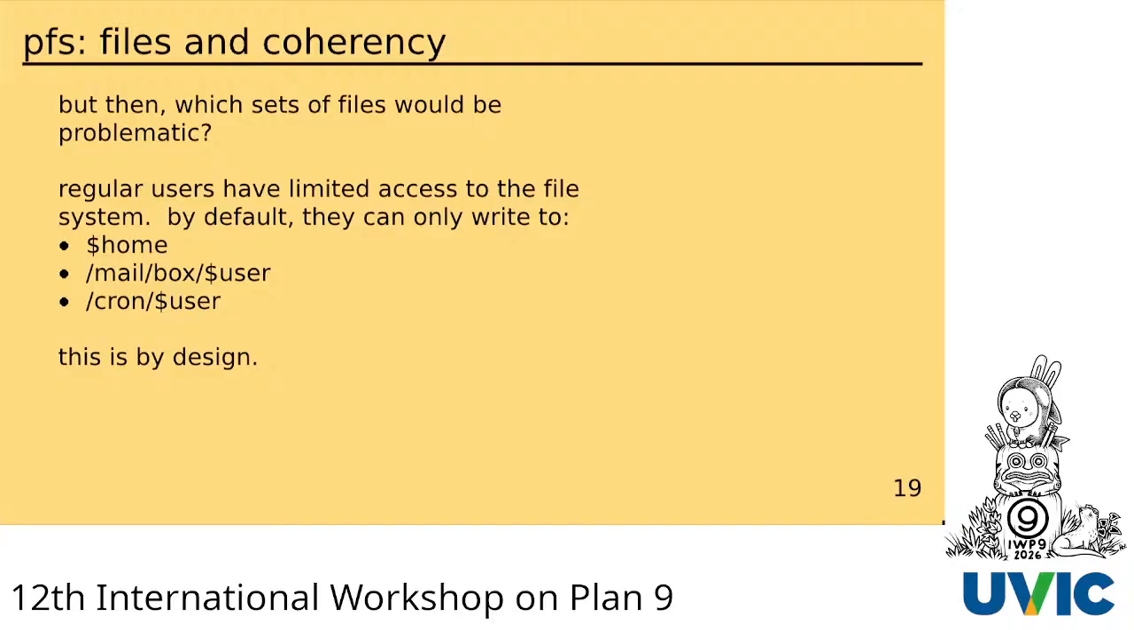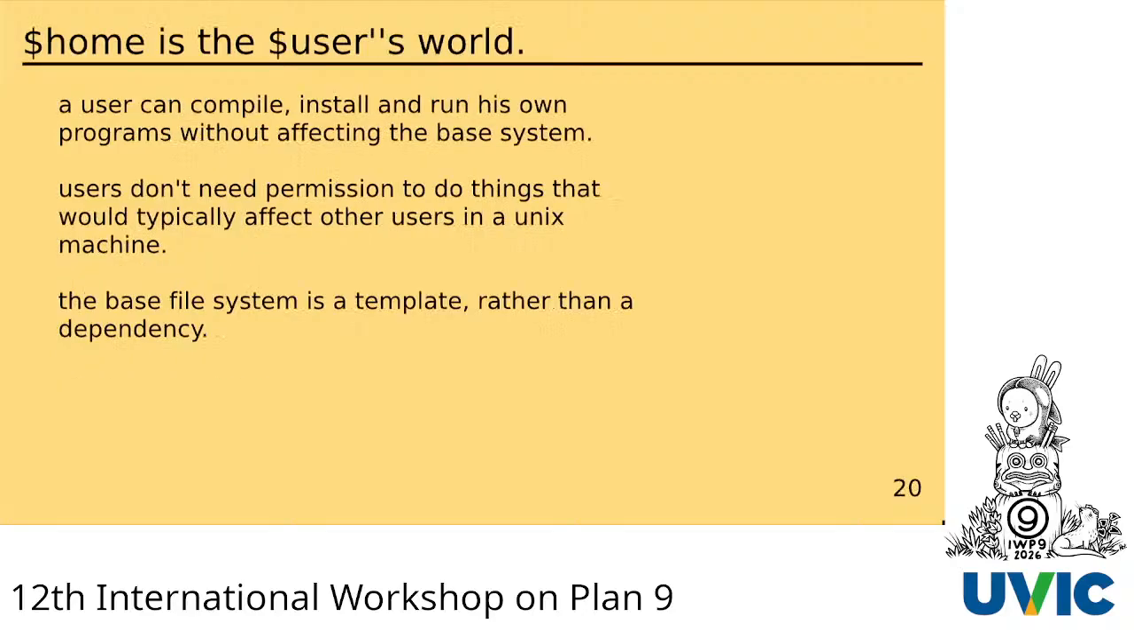He cannot perform changes on other places that are important to the system, because the idea is that it is assumed that the user can create his own namespace with his own programs. He doesn't need to ask for permission to install something. He can just download it, compile it, and run it without asking the administrator for anything. And he doesn't affect the other users. That's what Plan 9 was built for. That's essentially what the slide talks about. So the base file system is more of a template rather than the absolute truth of the system.